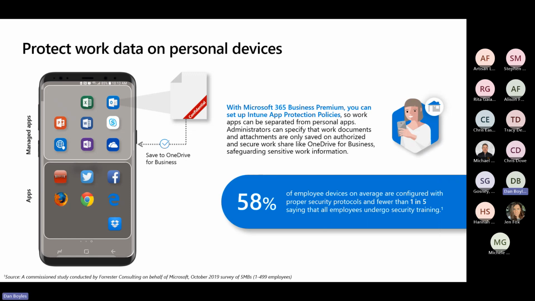So on here, you've got all the information at the top. You've got work apps. So you've got Word, Excel, Outlook, Teams, everything else. People log on, they authenticate, they can use it seamlessly. However, it means you can't do things such as saving files to your internal iPhone storage or Android storage.